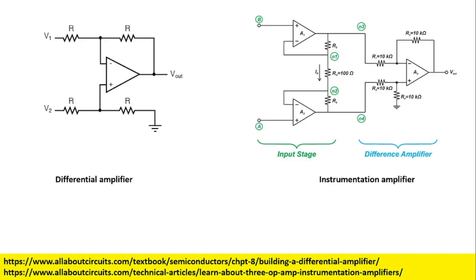Now coming to the differential amplifier. What is a differential amplifier? You have a non-inverting terminal and an inverting terminal. This inverting terminal you can consider the negative terminal or the reference terminal, and this V2 is basically the positive terminal because it is associated with the non-inverting terminal.